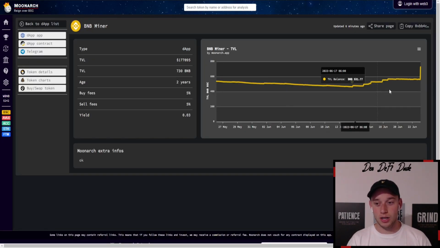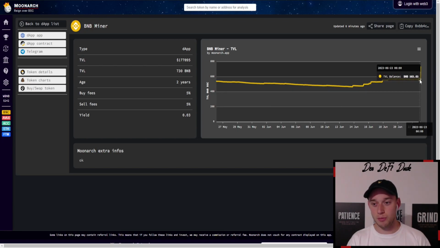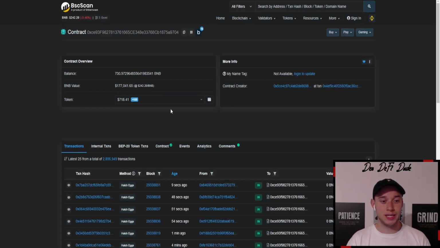The chart now looks like this. So we jump from basically 565 BNB to 730 BNB in the contract balance, which we can see right here. So I was curious, who is this person who is able or who wants to deposit 175 BNB in this BNB miner contract to push this thing to the next level and to start the third cycle potentially?